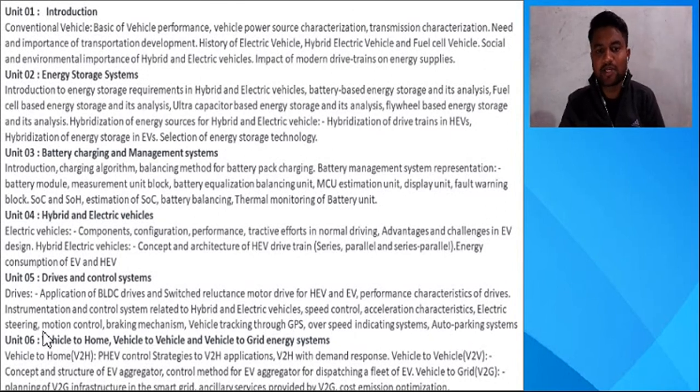Now the last unit consists of vehicle to home, that is V2H, V2V, vehicle to vehicle, and vehicle to grid energy system. So these three systems we have to study: V2V, V2H and vehicle to grid system. This will be covered in the last unit, that is unit number 6. So this is the overall syllabus that we are going to cover in the upcoming video lectures.